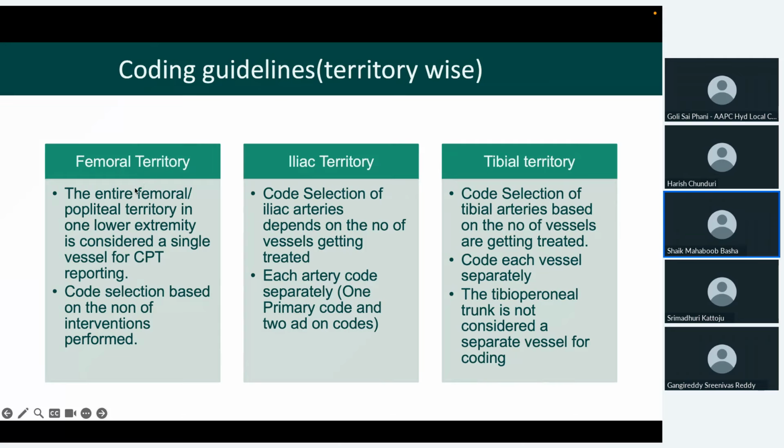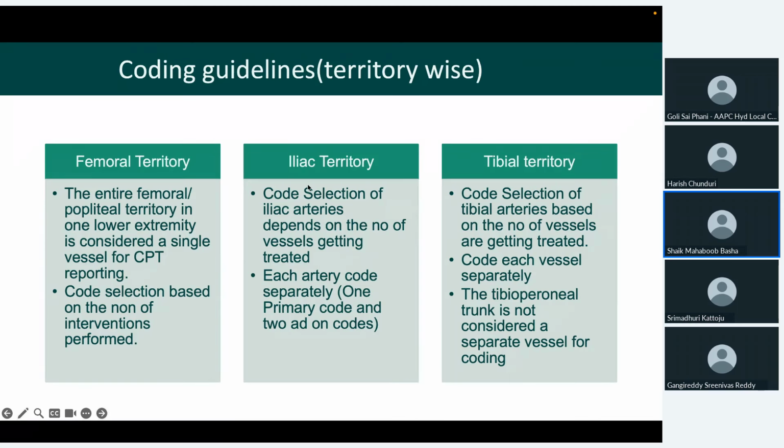So in the femoral territory, irrespective of the number of blood vessels present in the territory, all blood vessels are considered as a single blood vessel. That is the reason you mentioned: should we select the biggest artery based on the procedure? No, we cannot consider based on the artery. We can consider based on the complex procedure hierarchy wise. So here the code selection is based on the number of interventions performed, not based on the number of blood vessels. Why? Because we do not follow add-on code guidelines over the femoral territory.